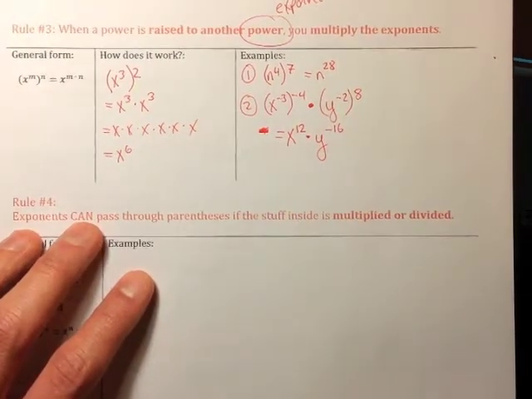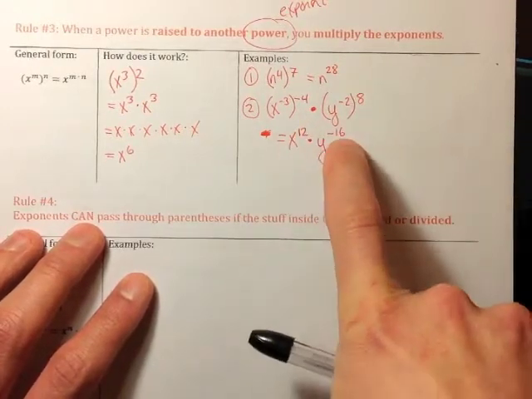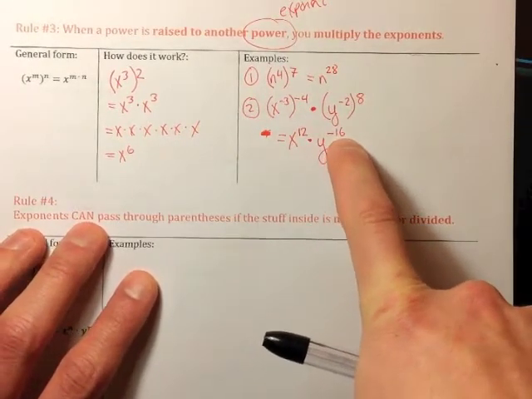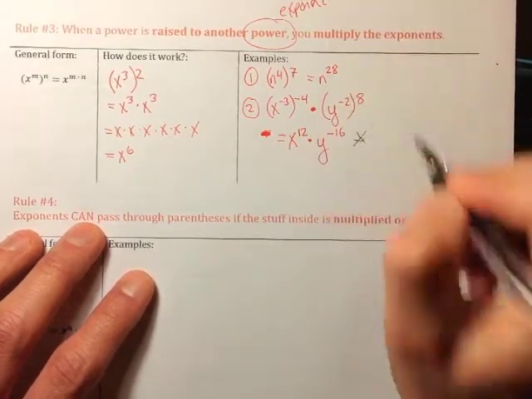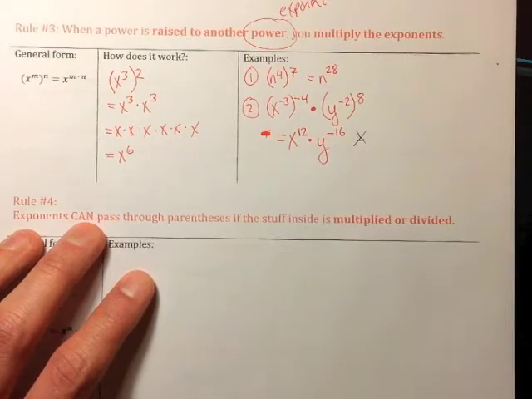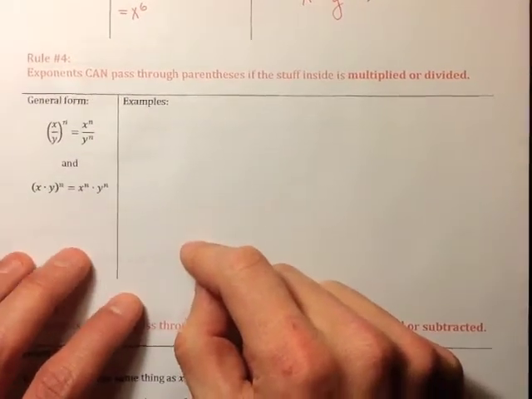Now, just like on the last page, this is not completely simplified yet because we have a negative exponent. We don't like those, and I'll teach you soon a way to get rid of negative exponents. So I'm going to put a star here so we can come back to this. We can revisit it. So that is all there is to rule number 3. Now let's look at rule number 4.